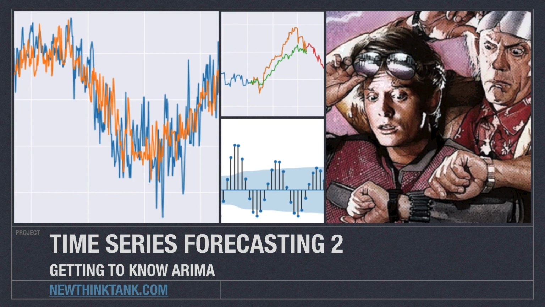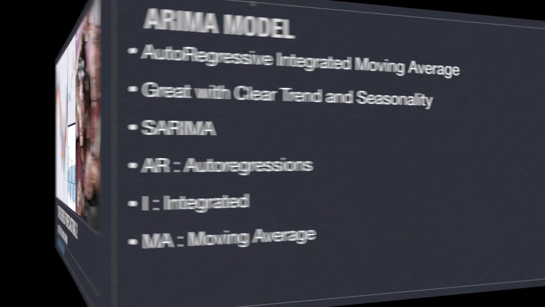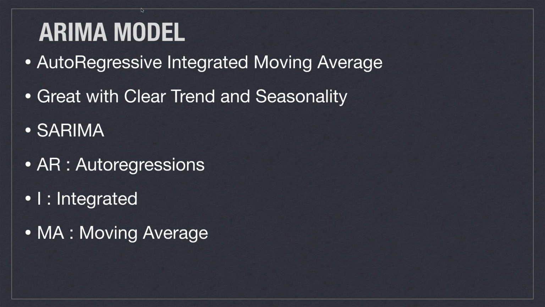Well, hello Internet, and welcome to part 2 of my time series forecasting tutorial. In this part of the tutorial, we're going to focus in on the ARIMA model. Now, ARIMA stands for AutoRegressive Integrated Moving Average, and it is the basis for many other models. And this is all about predicting the future based off of past events.